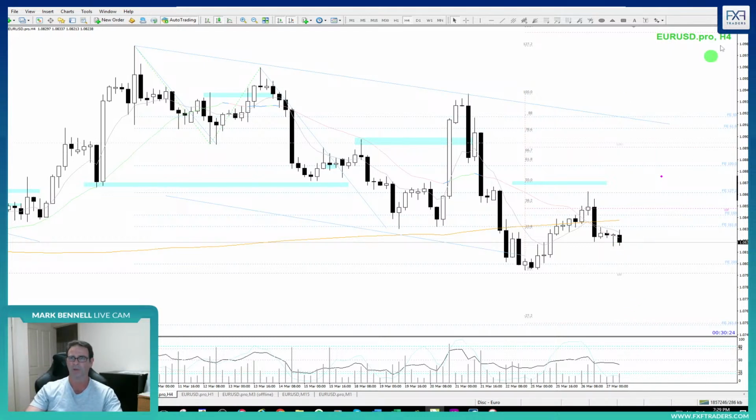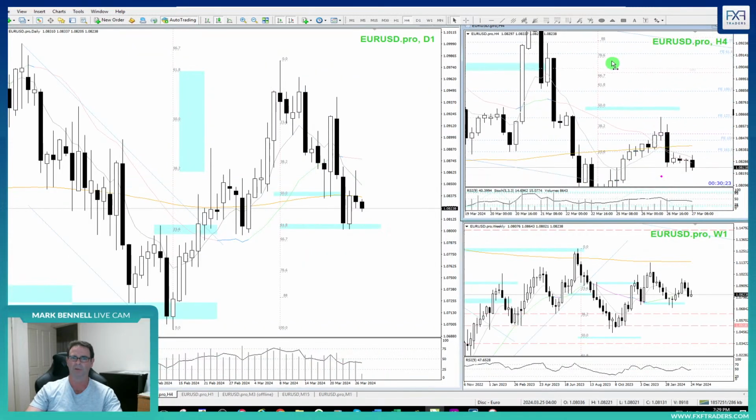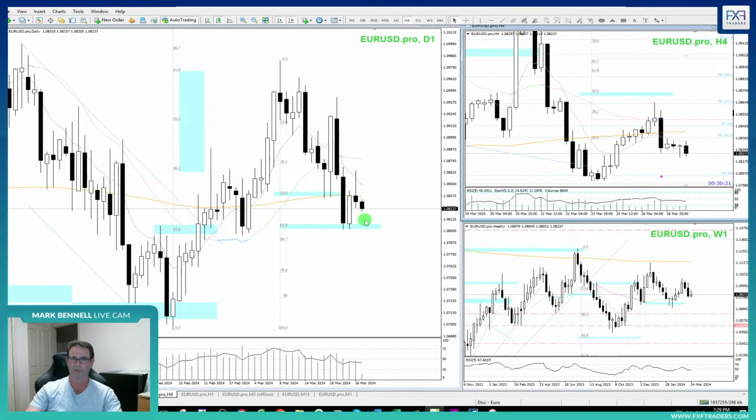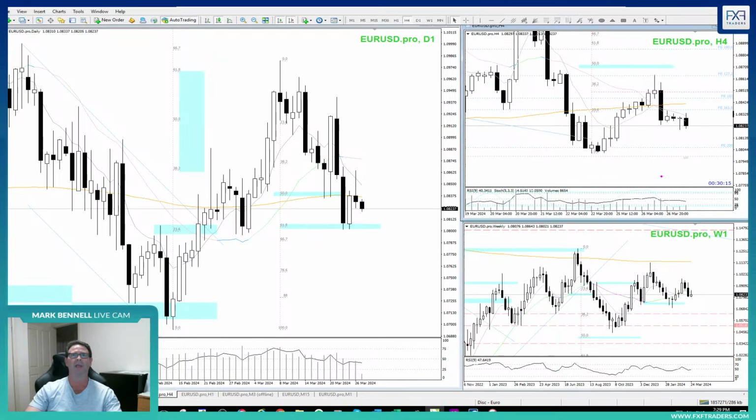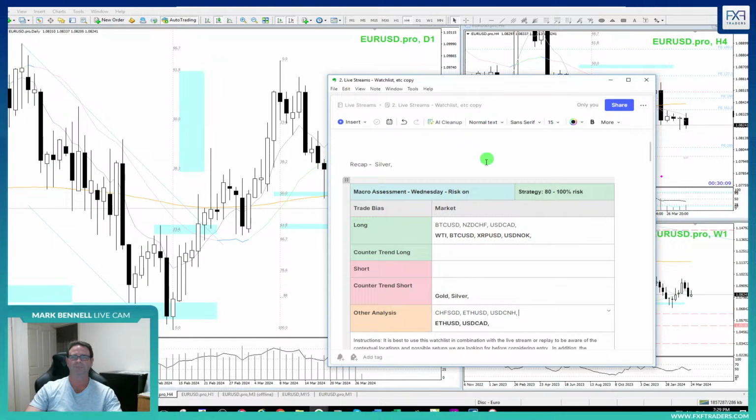So look for continuation shorts here on euro. Well, this is not too bad through here. Look for it to test this low again. The weekly is okay. All right, so I'm happy to put that in as a short. Where's my list? Here we go. All right, so Wednesday, still risk on. Short euro dollar.